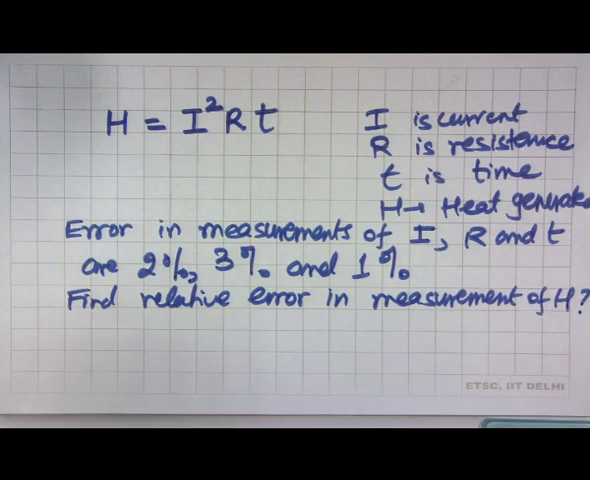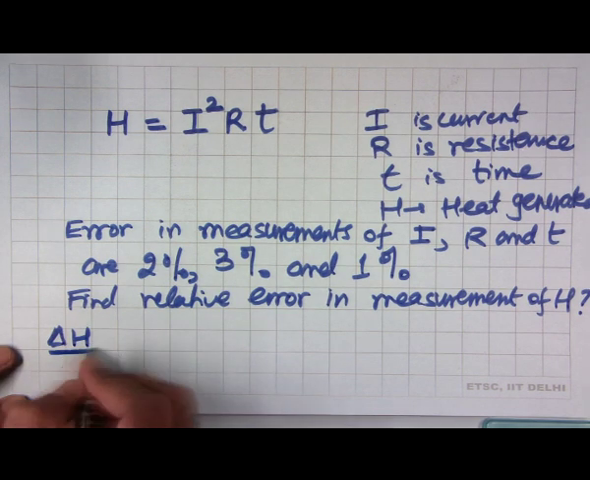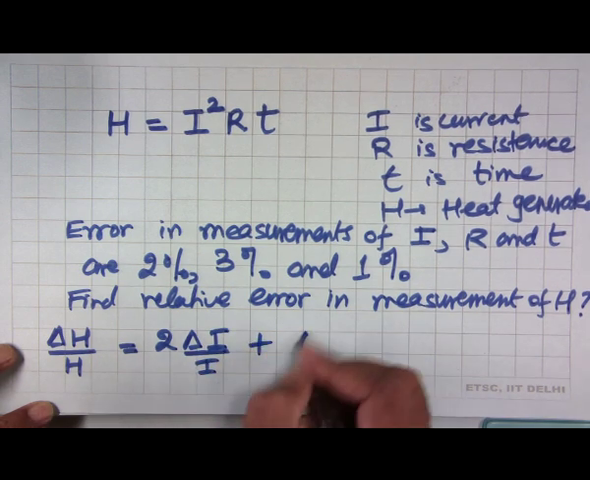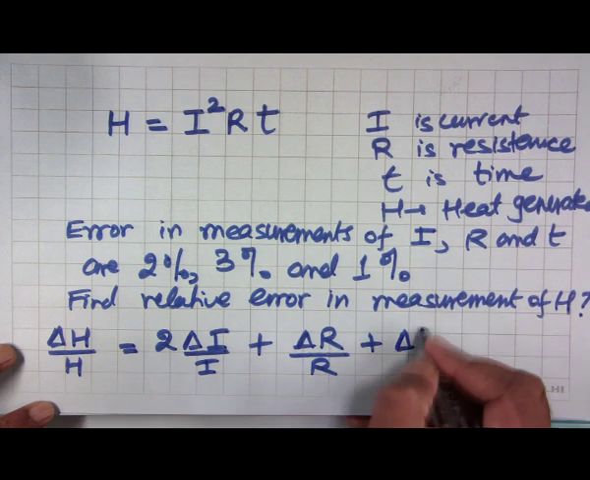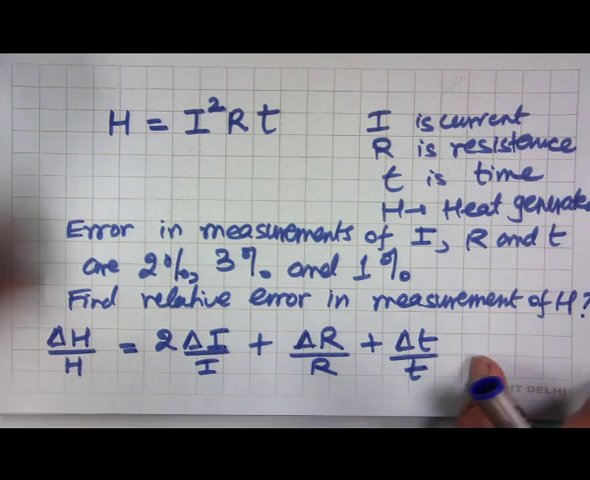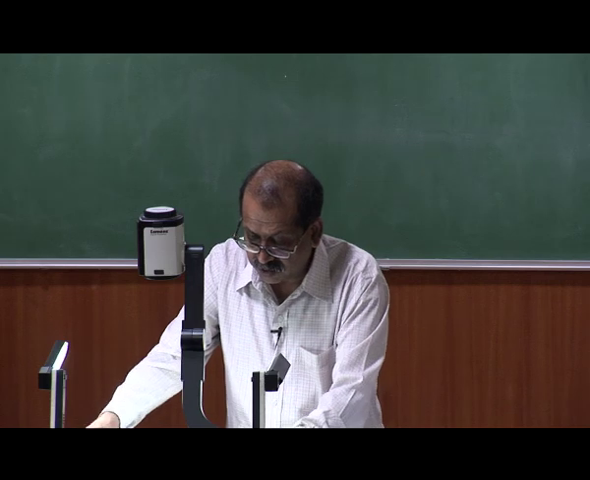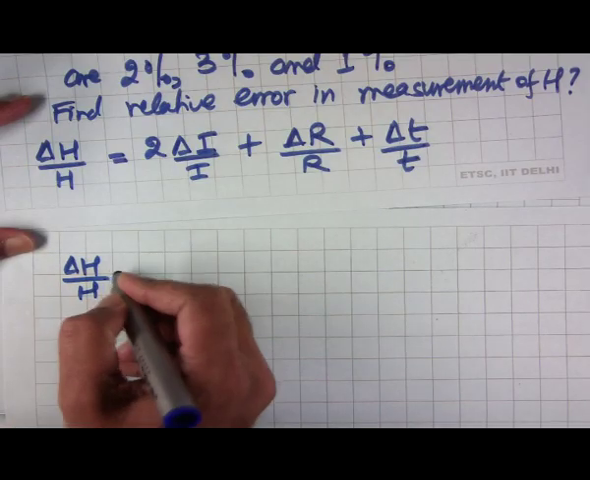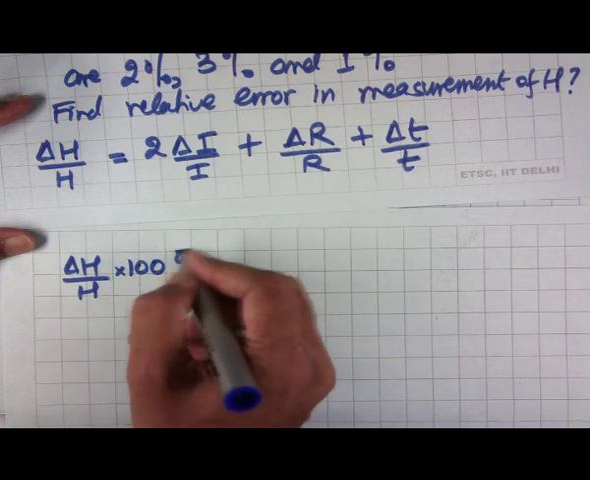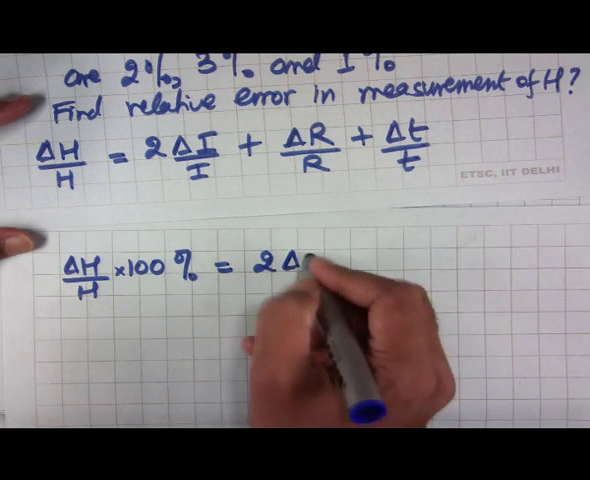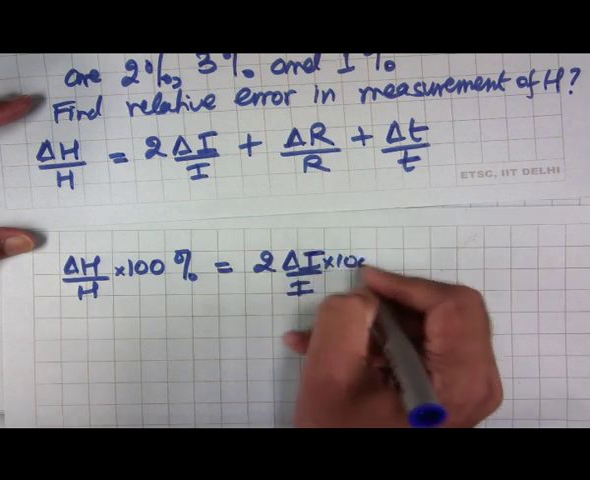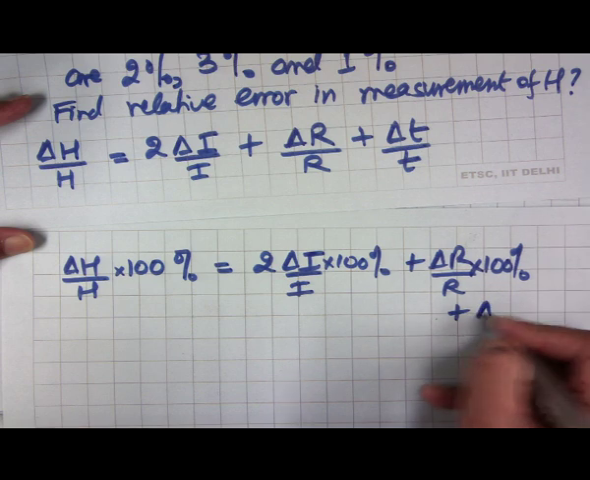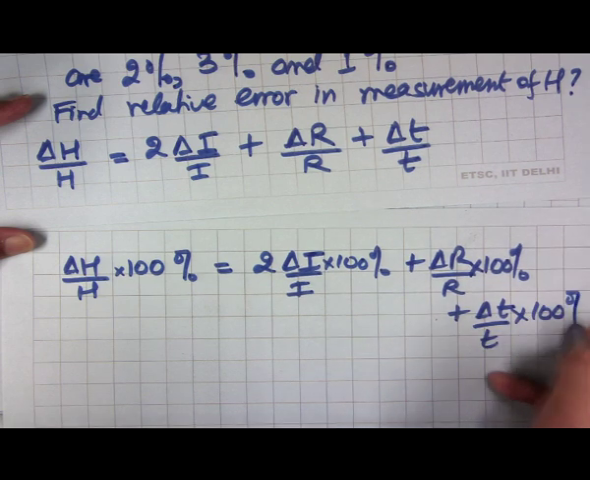So, then we will go by the formula delta H by H is equal to, now this is I square, so it will be 2 times delta I by I plus delta R by R plus delta T by T. And if we express each of them as a percentage, because they are given as percentages, we multiply by 100, and that will give delta H by H in percentage: 2 delta I by I into 100% plus delta R by R into 100% plus delta T by T into 100%. Now, these are given to us.